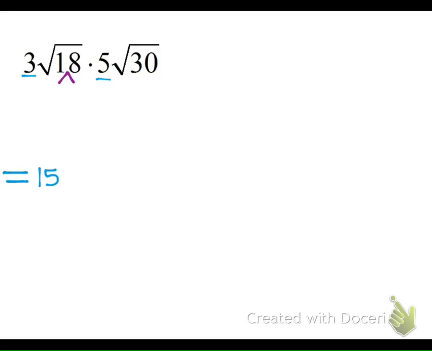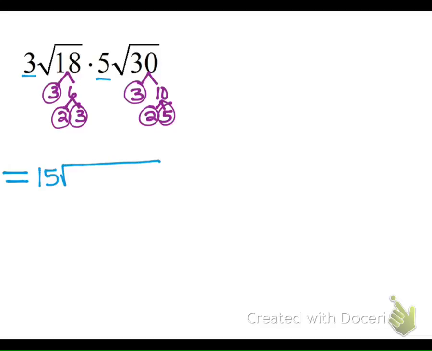What are my factors of 18? 3 and 6. Okay, keep going. And for 6 is 3 and 2. All right, what about for 30? 3 and 10. And for 10? 5 and 2. Okay, now what do I do with all these factors? Put them underneath one square root. So we're going to use one square root sign, and we're going to put all of these prime numbers in order from least to greatest.